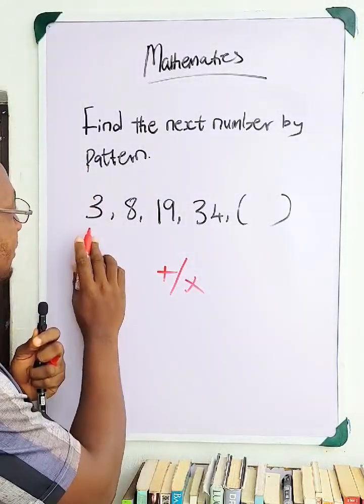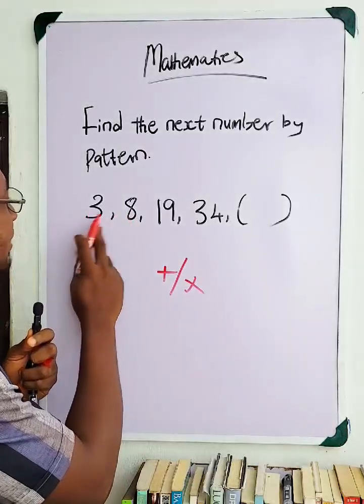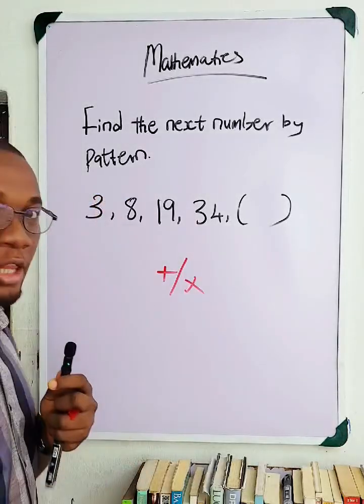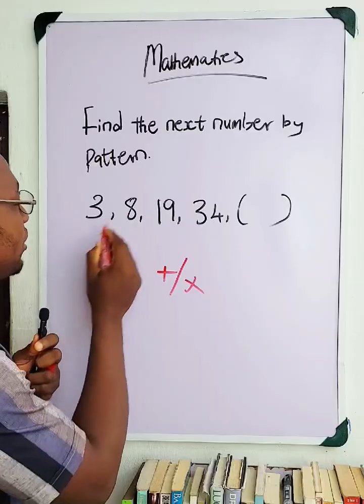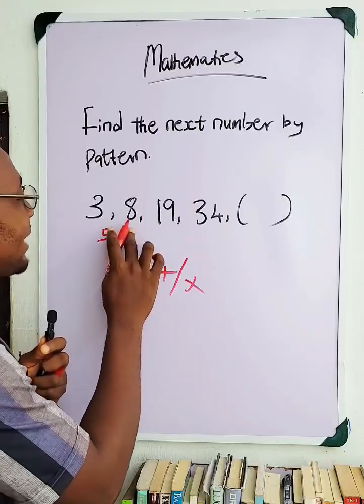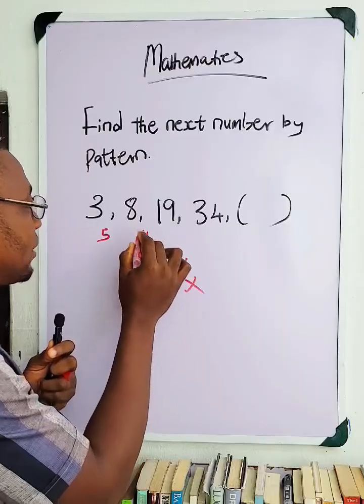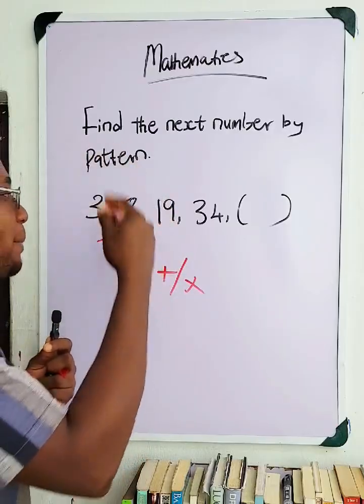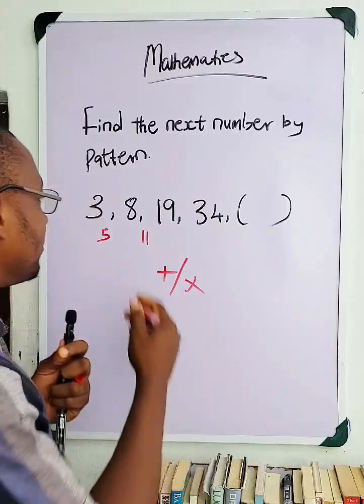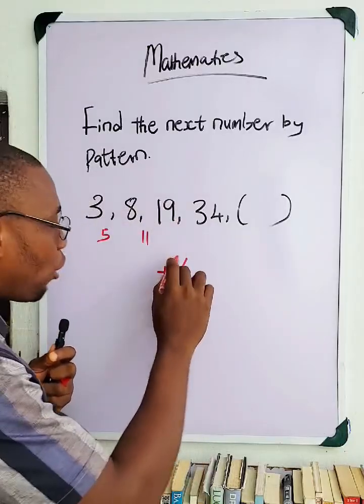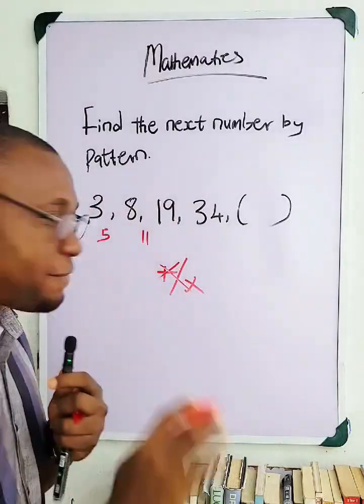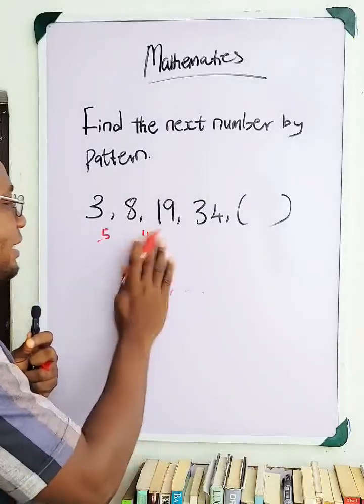Now, if you look at this, 3 and 8, 3 times what gives you 8? Nothing. What are you adding to 3 to give you 8? It is 5. What are you adding to 8 to give you 19? It is 11. And you cannot multiply 8 by anything to give you 19. So your addition and multiplication has failed because there is no pattern in that wise.